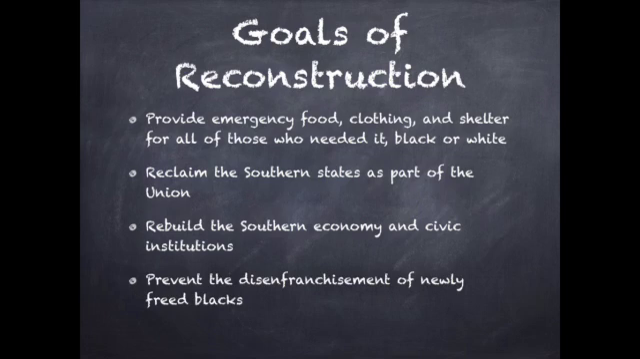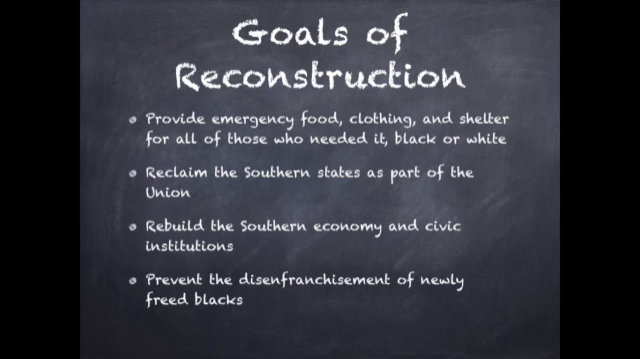And then they had to rebuild all the institutions that were gone. In many places, all the young men were gone, and so there's not necessarily a police force down there. There are no civic institutions that are functioning. The economy is a complete shambles, and all that's going to have to get fixed and rebuilt.